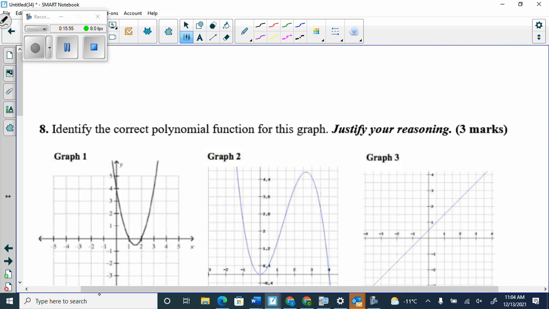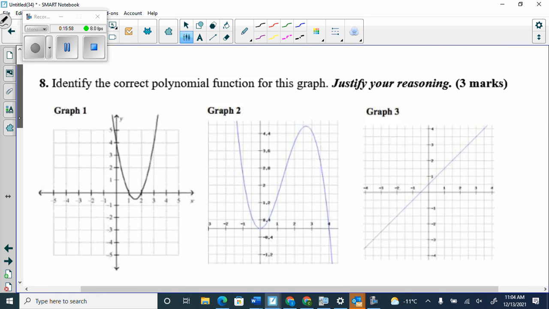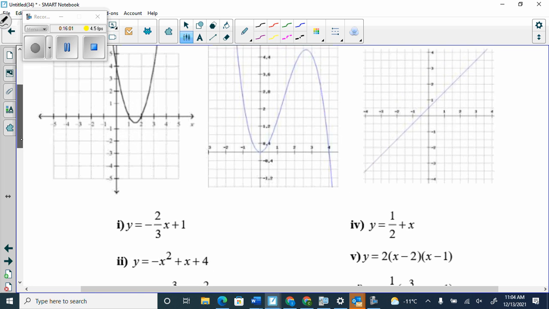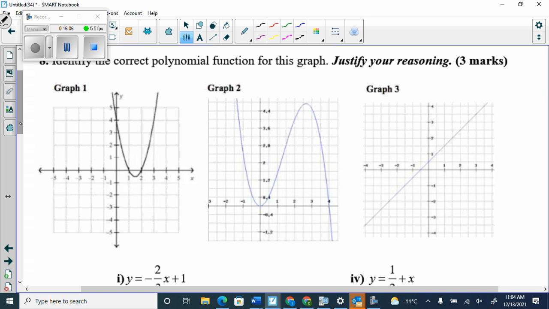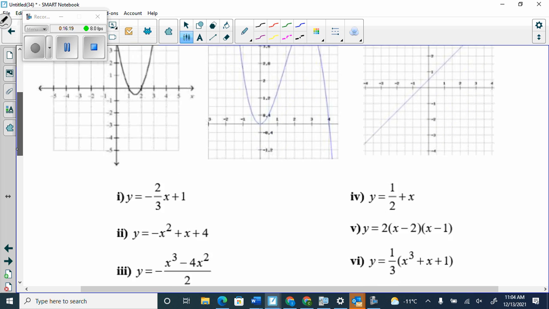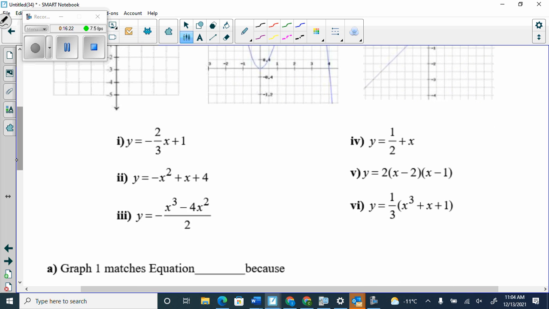This one says, identify the correct polynomial function for this graph, justify your reason. So for the first graph, graph 1, what kind of graph is that? It's a quadratic, which means it's a degree 2. It's also up on the right and up on the left, so I have a positive leading coefficient. And what's my y-intercept? 4. So I'm going to look at the quadratic options. It has to be concave up. Is this one concave up? No, because there's a negative leading coefficient even though it has a positive 4. So people will draw themselves to this one. It's actually this one.